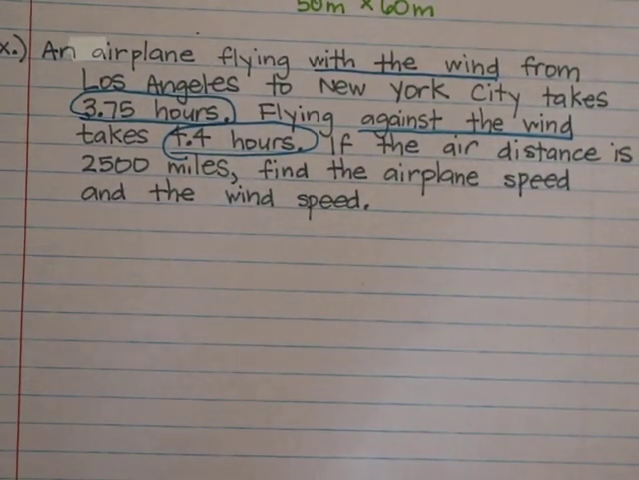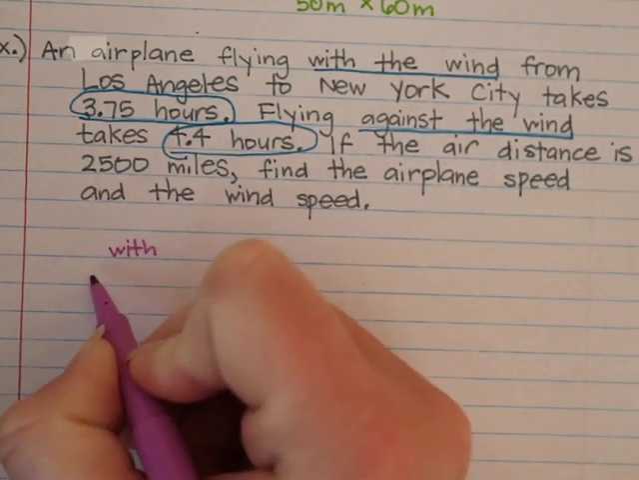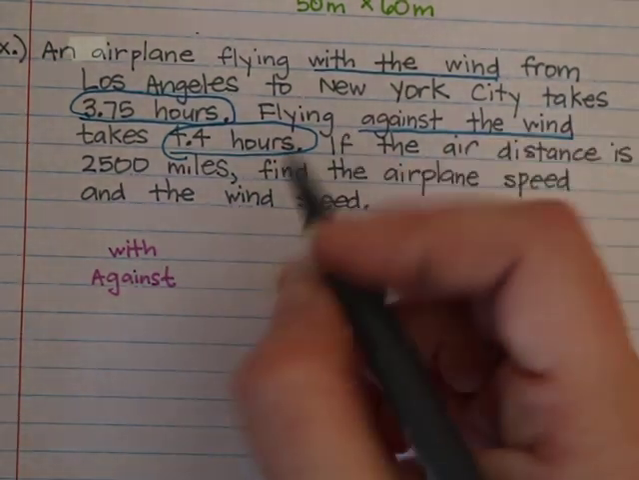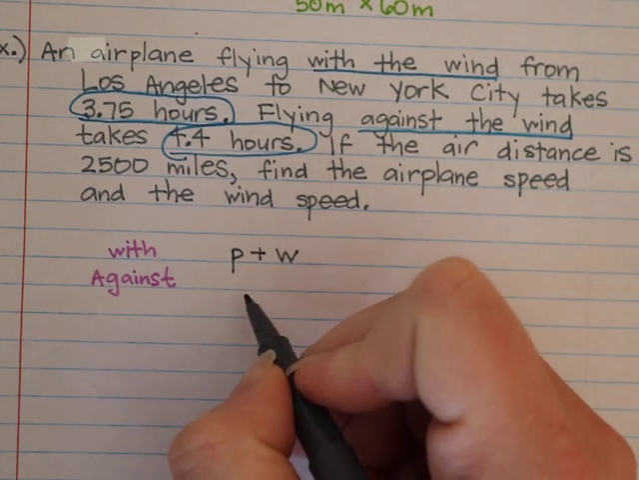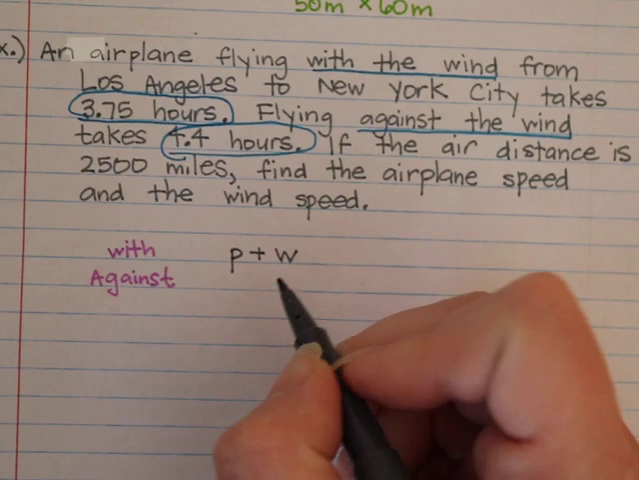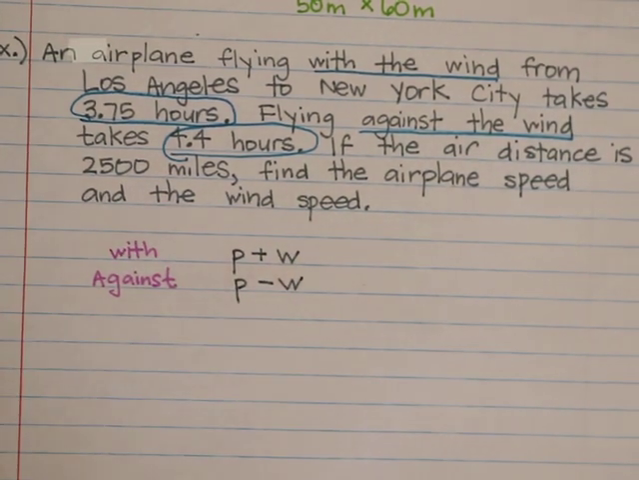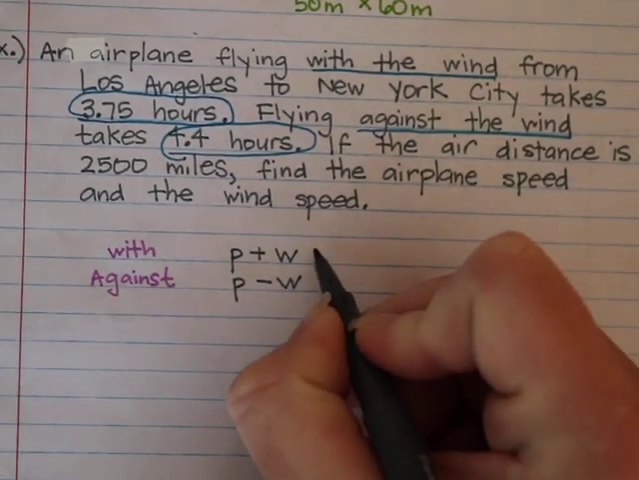Okay, so two equations, with and against. With the wind means that we've got our plane plus our wind. The wind is pushing the plane, it's increasing that speed. Against the wind means the wind is hurting us. It's counteracting what the plane is doing. Nice thing about this right now is that this looks beautiful to use elimination. The problem is we've got to get what's after the equal sign. Here's what we're going to do.